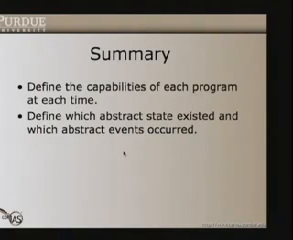So in summary, the process for the abstract history is basically to define the capabilities of each program on a system and then determine which state existed or which event actually occurred.